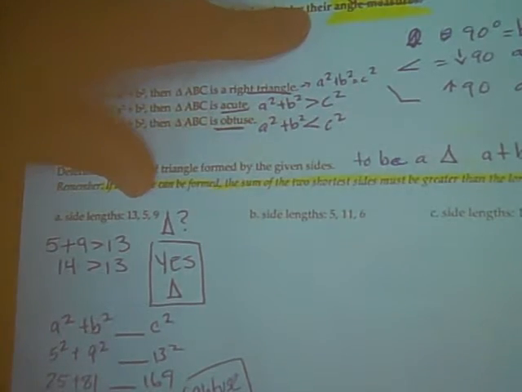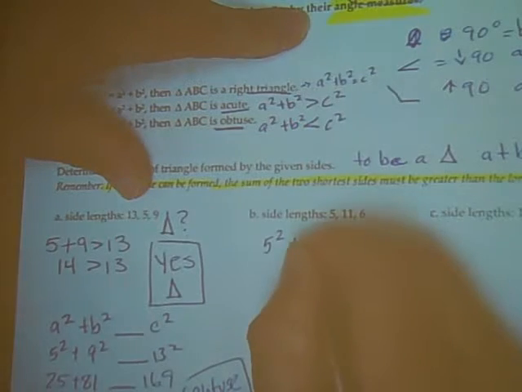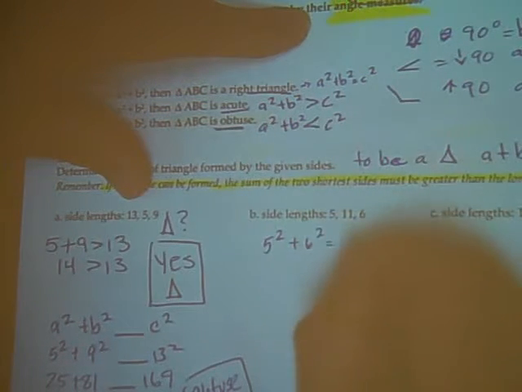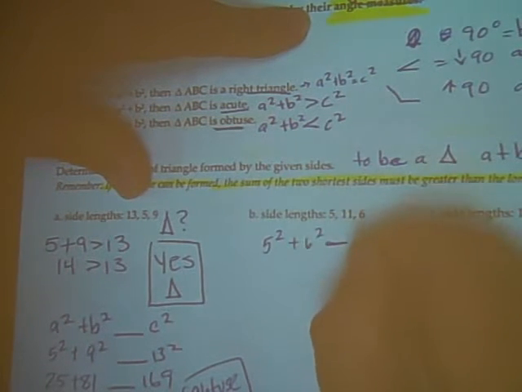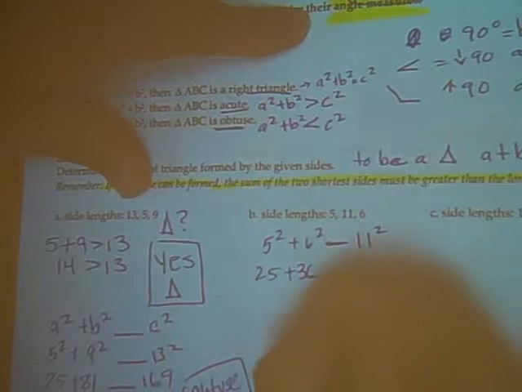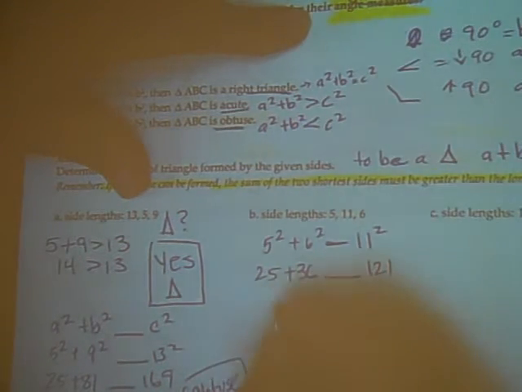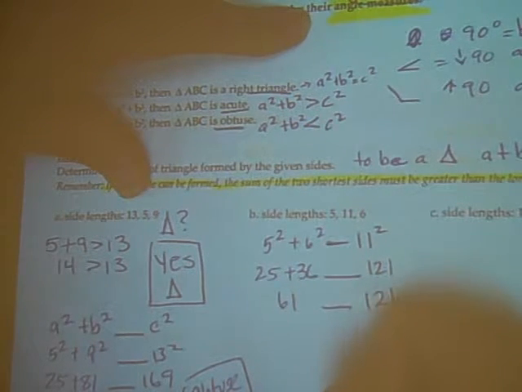So for the next one, we do the exact same thing. We have 5 squared plus 6 squared. Leave that little line there, 11 squared. So we have 25 plus 36. Leave that line there, this is 121. We go ahead and add these two together, we get 61. This is 121. So we look here.